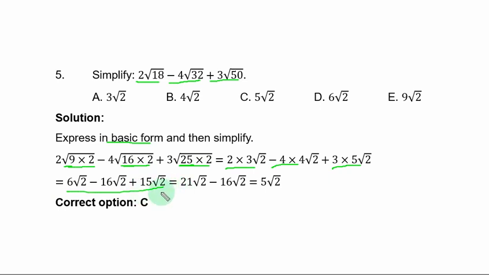The next thing is to add. So first, we take this plus this gives 21 root 2. Then minus 16 root 2, and that is 5 root 2. The correct option is C.